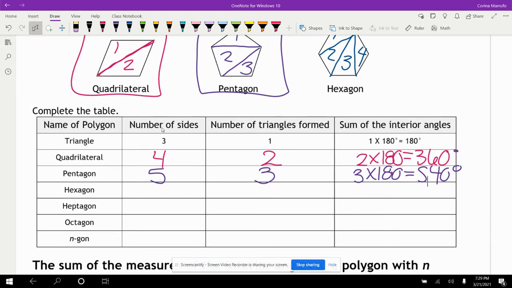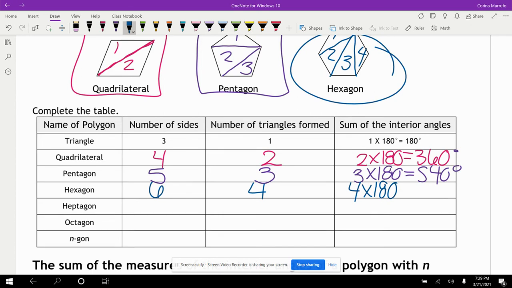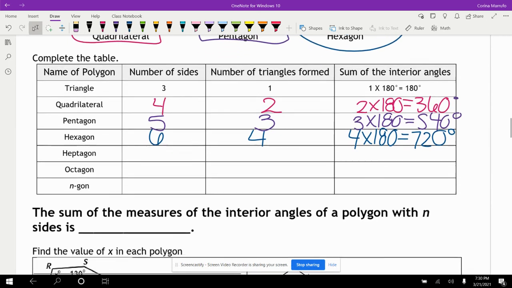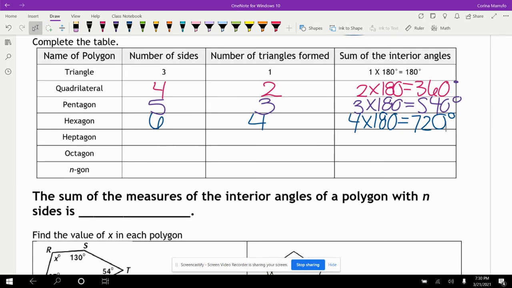Okay, the next one, we have our hexagon. Our hexagon has 6 sides. We made a total of 4 triangles based off of what we did here. So we're going to do 4 times 180, and that equals 720 degrees. Okay, so then following the same pattern, our next one, we have a heptagon, which is 7 sides.